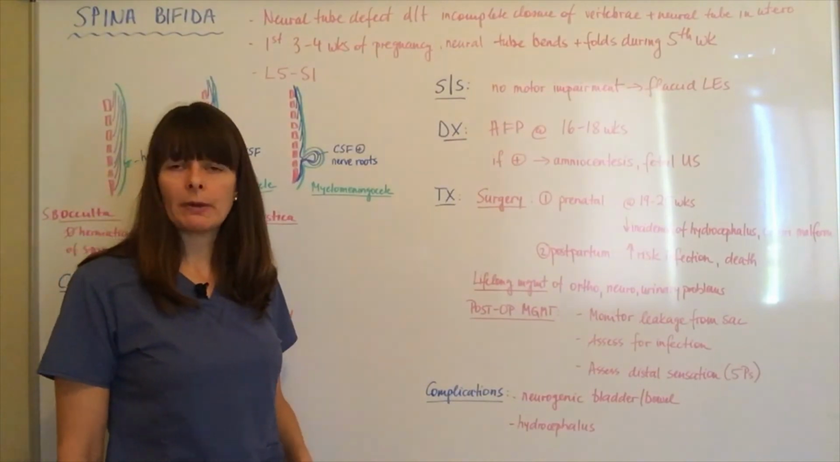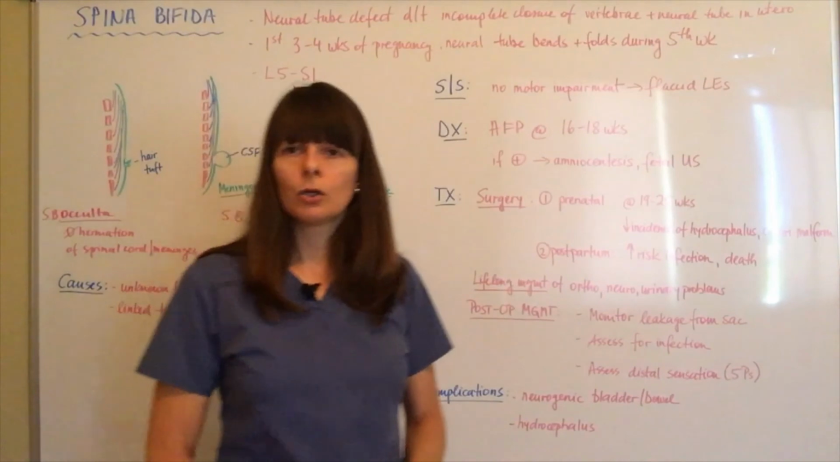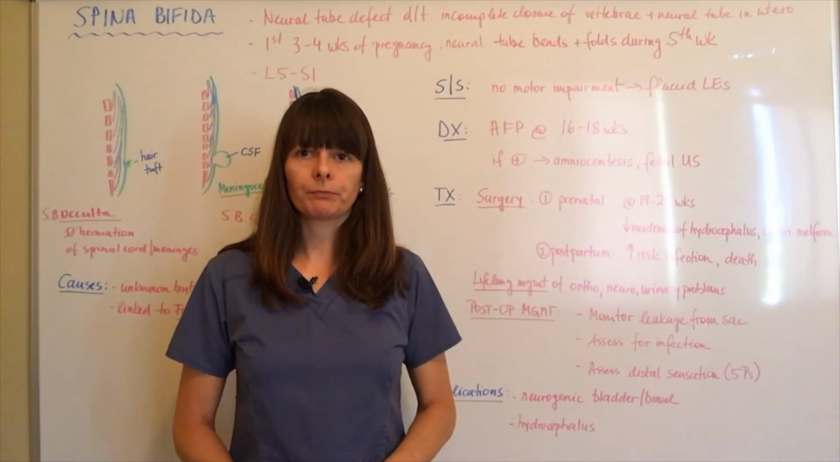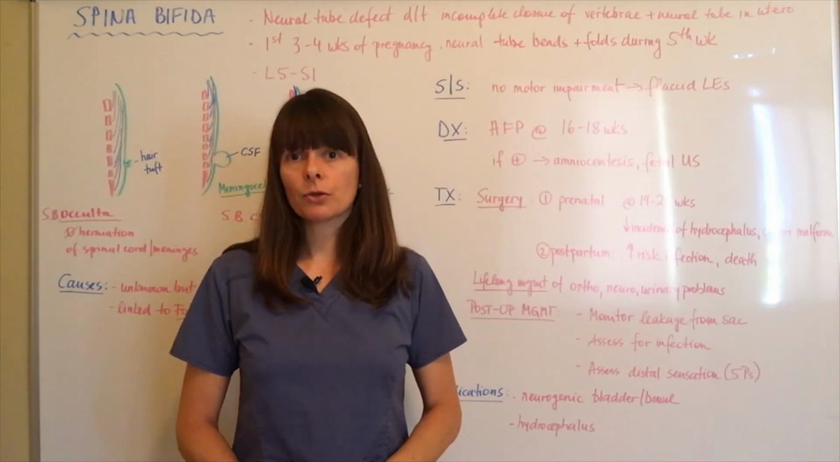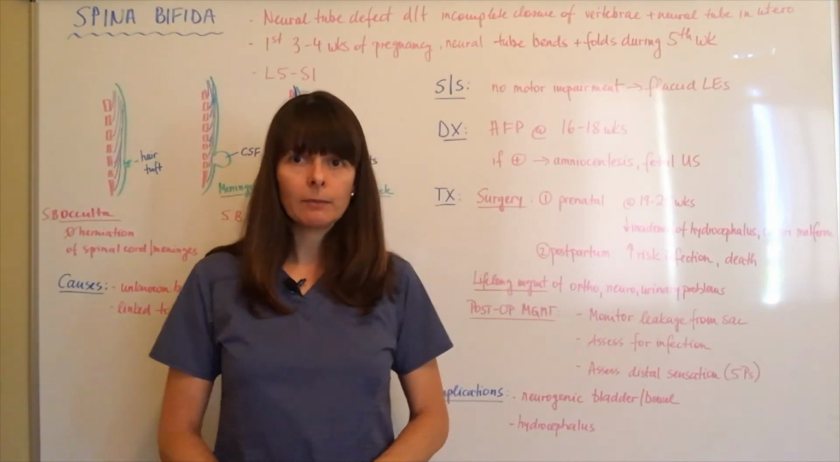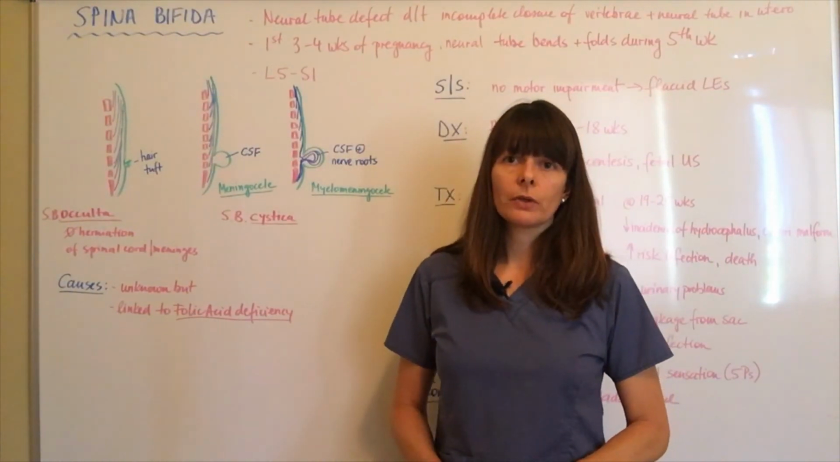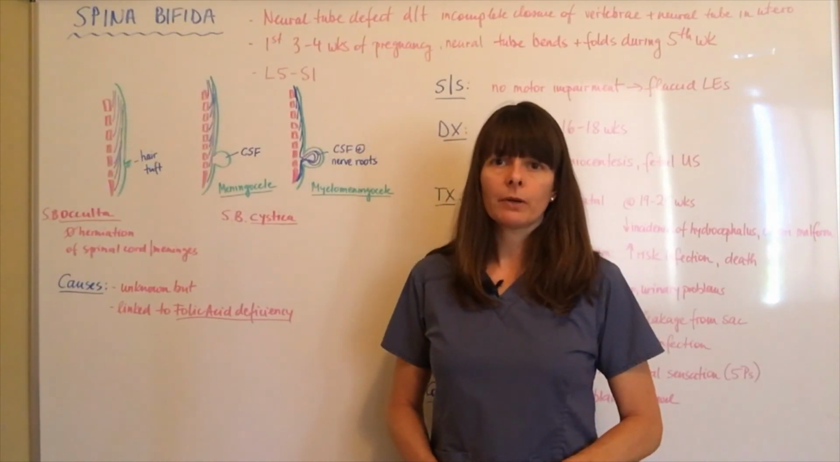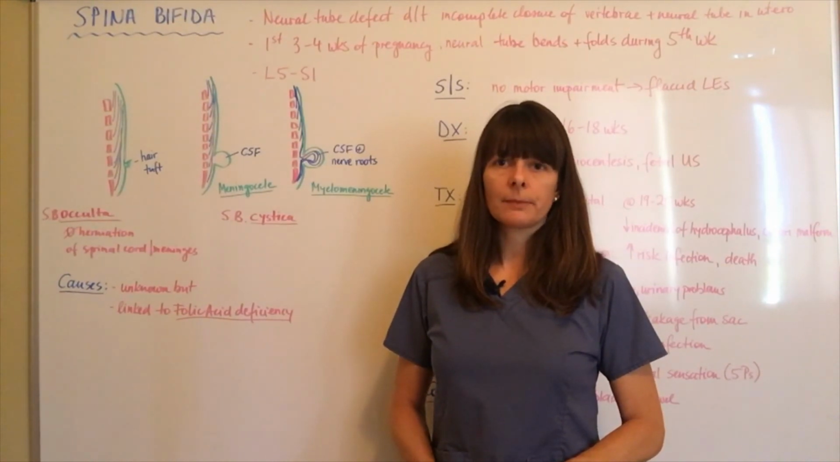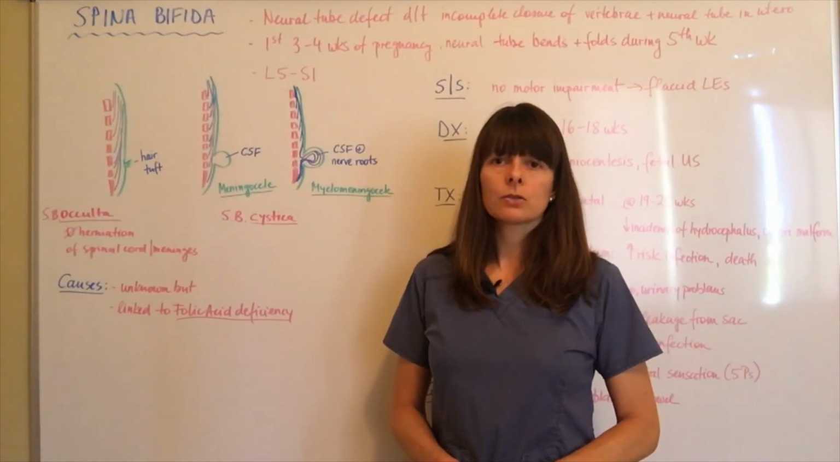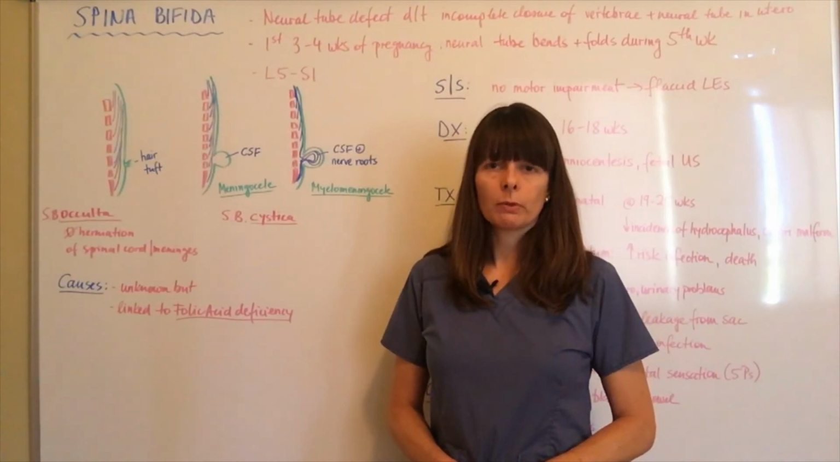So in summary, spina bifida is a chronic orthopedic and neurological disorder that happens early on in development. It can be linked to maternal folic acid deficiency, so it is recommended that women of childbearing age have appropriate levels of folic acid in their system so that during early fetal development this neural tube develops normally and spina bifida is prevented.